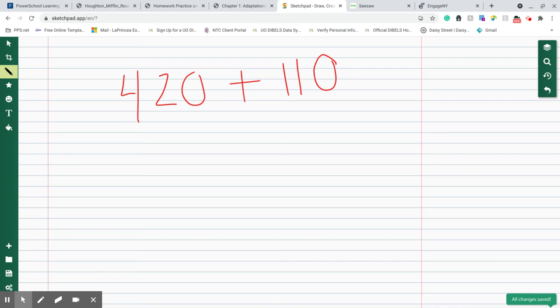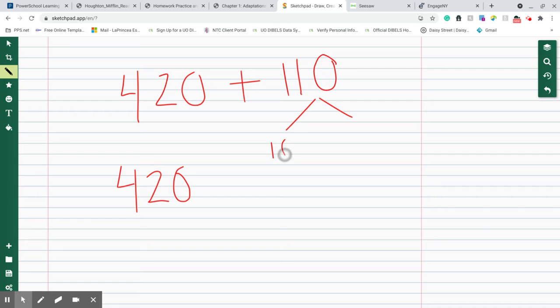Okay, so starting with the arrow way, I start with the number 420. And I like to break these apart. So in the number 110, I hear 100 and I hear 10. So what I'm going to do is add 100 first. So up here, I'm going to go plus 100.